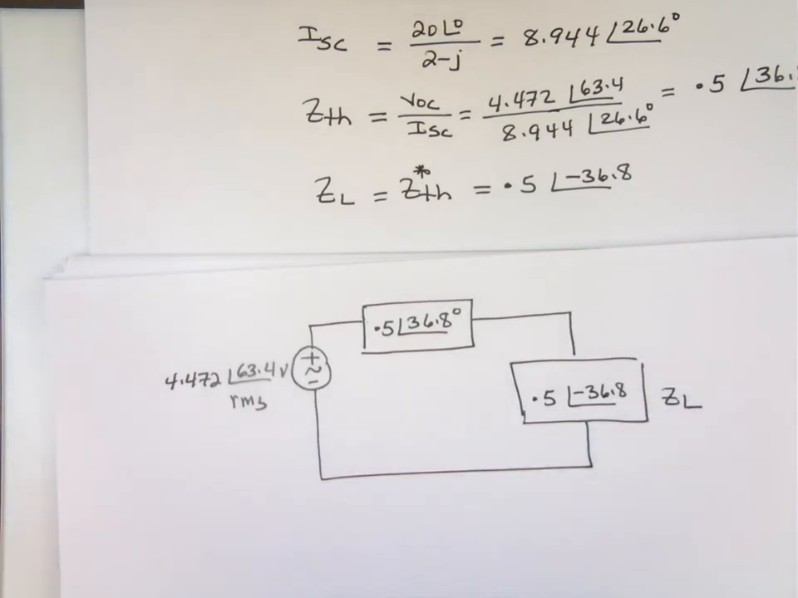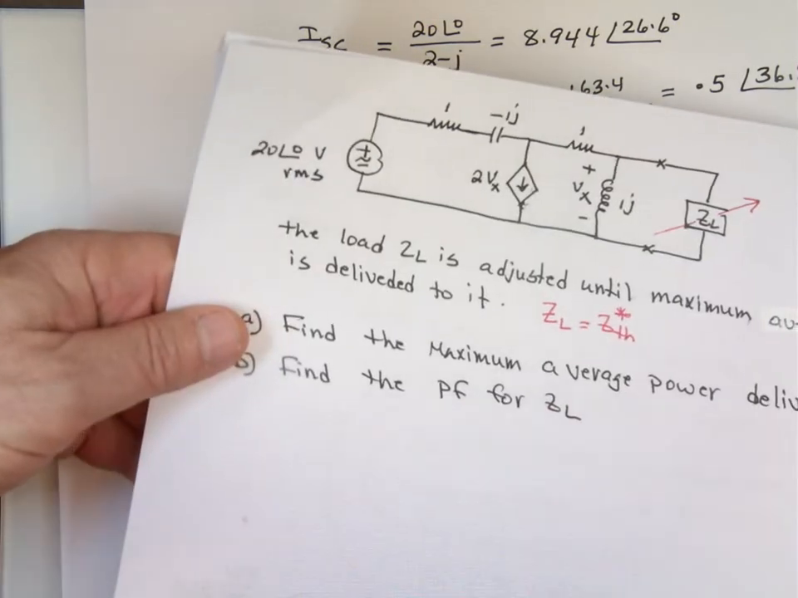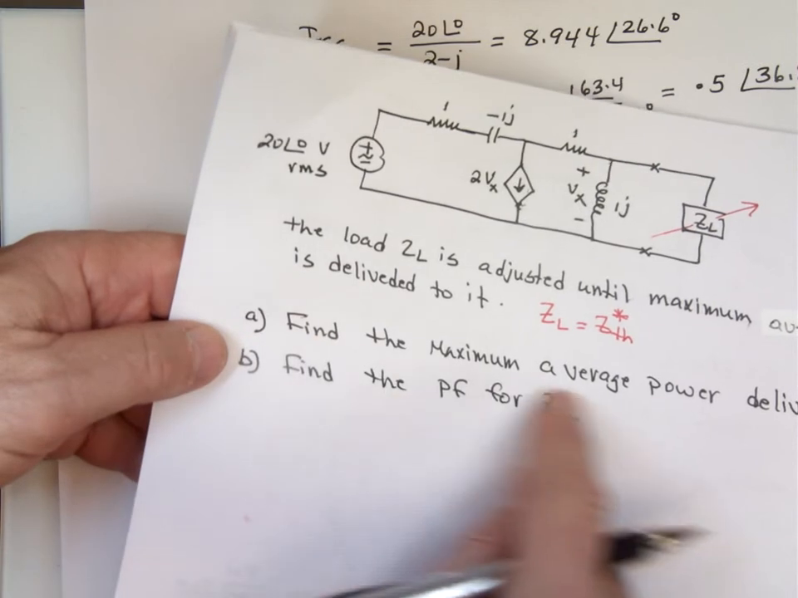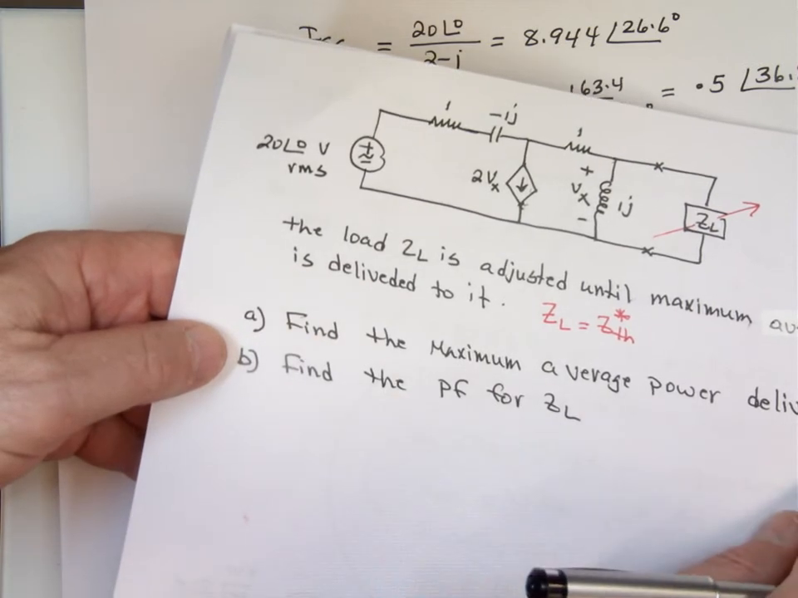Find the maximum average power delivered to ZL. Find the power factor of ZL. I'm almost done with it.